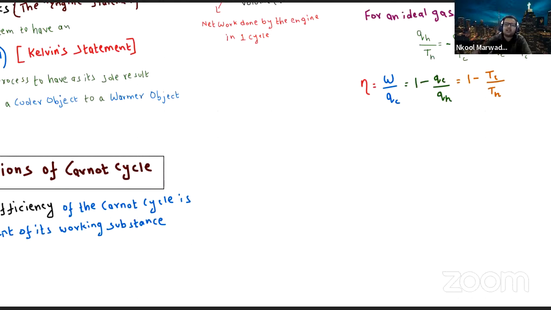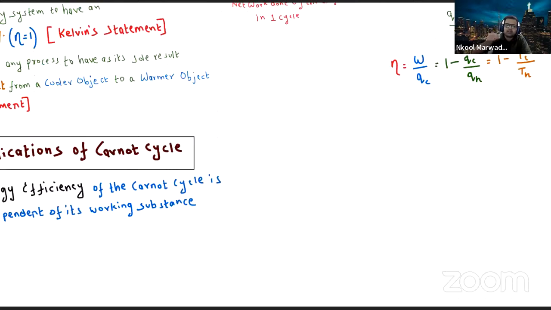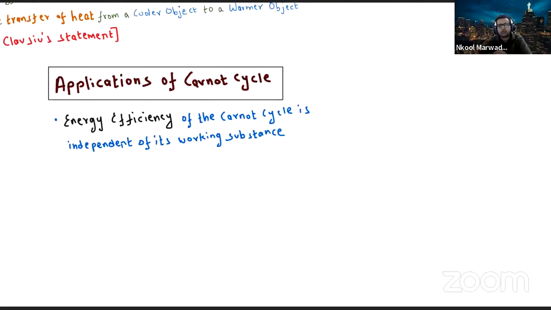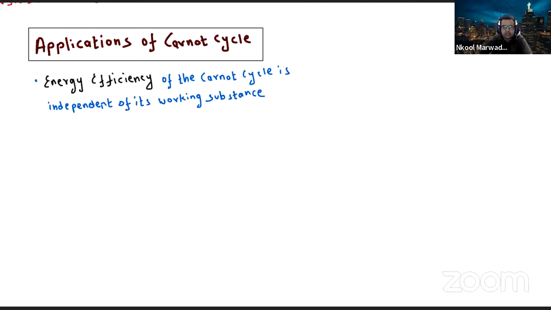So it's very interesting that the energy efficiency of the Carnot cycle is independent of the working substance. It means that whatever gas we want to use, we can use it. And it is so interesting that we will be using that gas which is easily available to us, so that we can make cost effective solutions. So this is the one very interesting property we saw about the Carnot cycle.